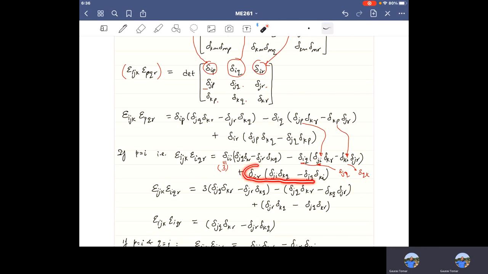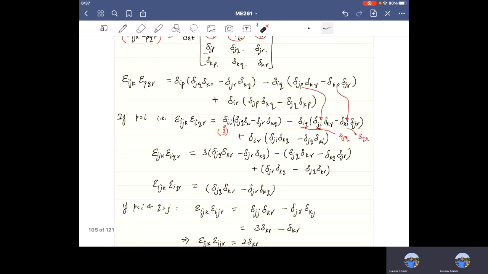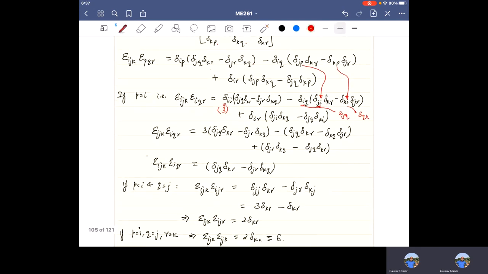And this quantity again will become delta JR into delta KQ, delta KR into delta JQ, which is the negative of this. So 3 minus 1 minus 1 will become a single quantity, delta J. So you get this identity. This is a very useful identity.